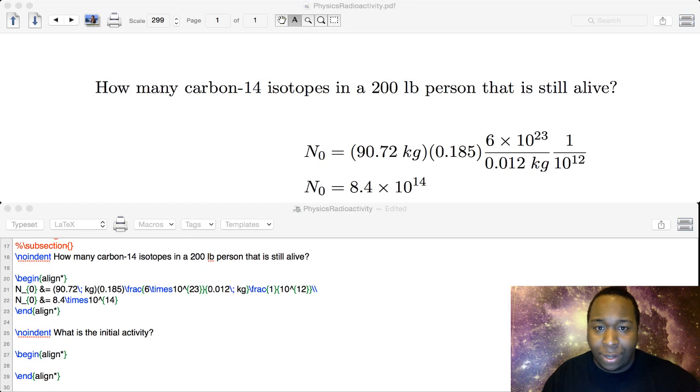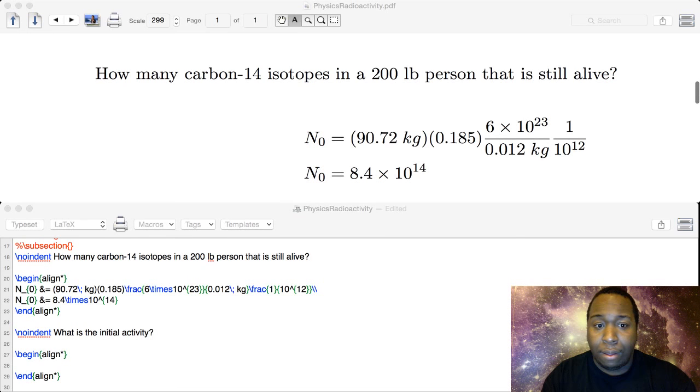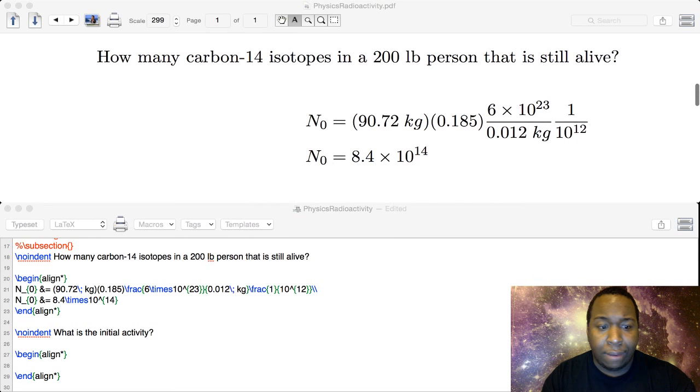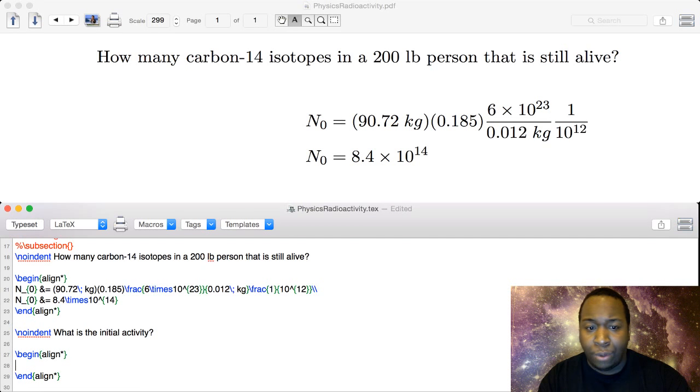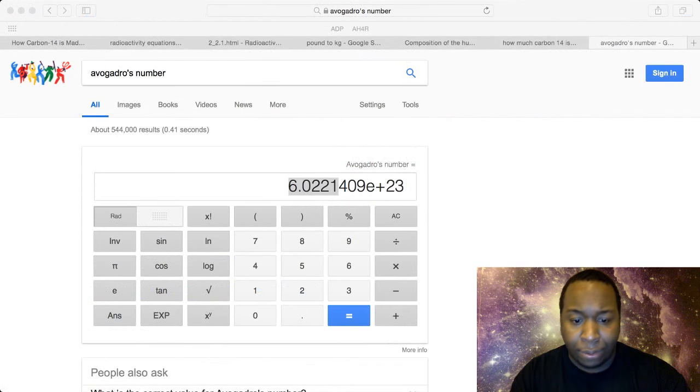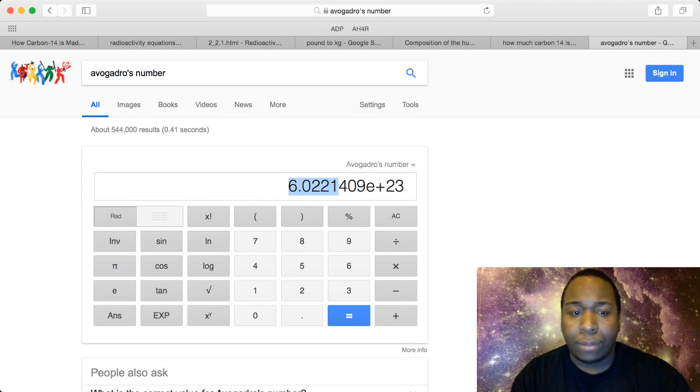So at the current moment, just to catch everyone up who's new here, we are now trying to calculate what the initial activity for the radioactive substance carbon-14 is, because carbon-14 is a radioactive substance. So to calculate the initial activity, we're going to go back to our browser, and we're going to go back to that list of equations we were looking at.